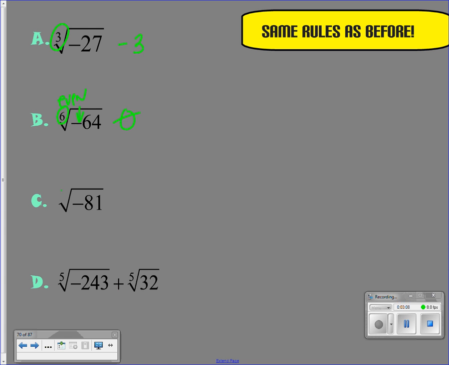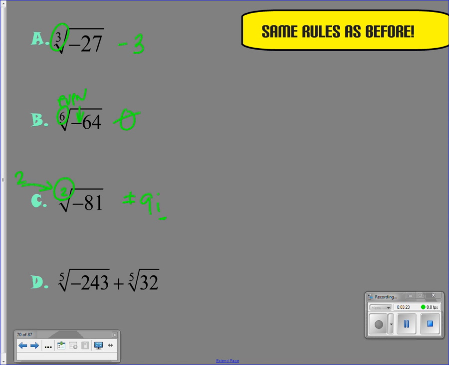The square root, that's a 2 out there, of negative 81 will be plus or minus 9i. So there's a big difference between B and C. B is even, but C is a special case because it's a 2. 2 is the only case where you get your i, so be careful there.